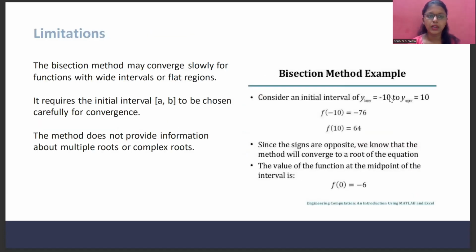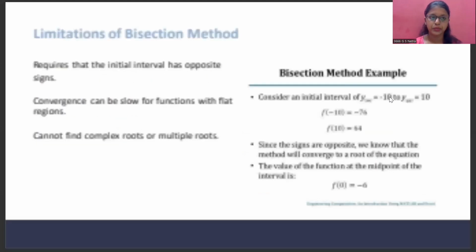Limitations. The bisection method converges slowly for functions with wide intervals or flat regions. It requires the initial interval [a, b] to be chosen carefully for convergence. The method does not provide information about multiple roots or complex roots.